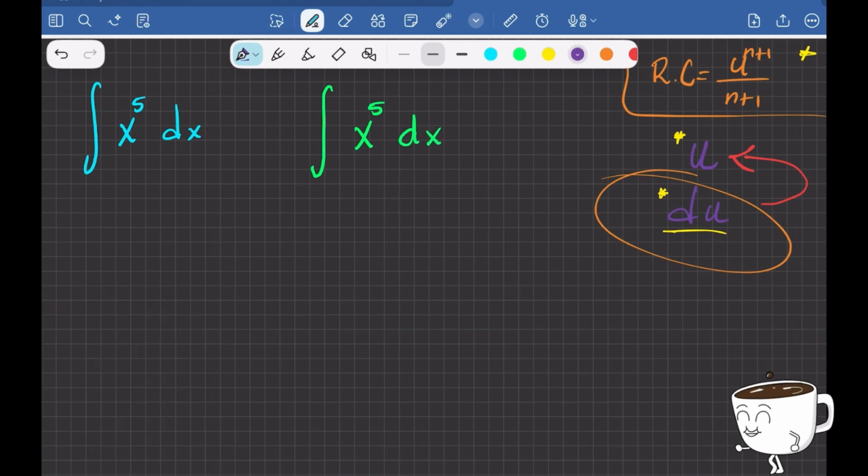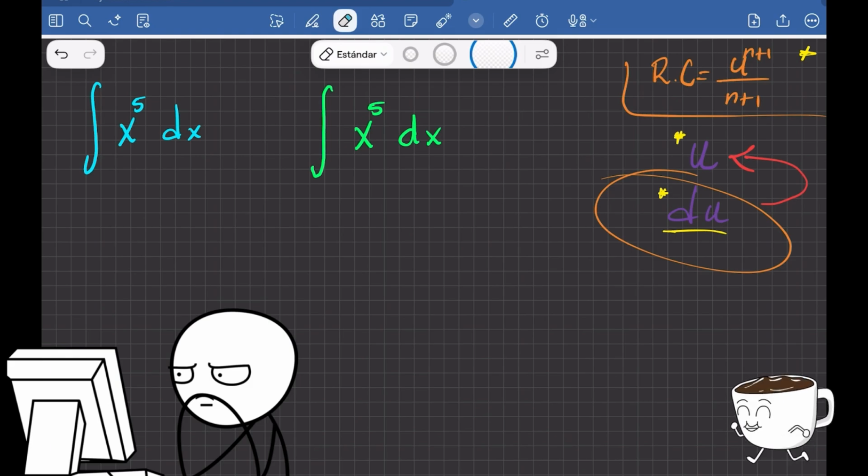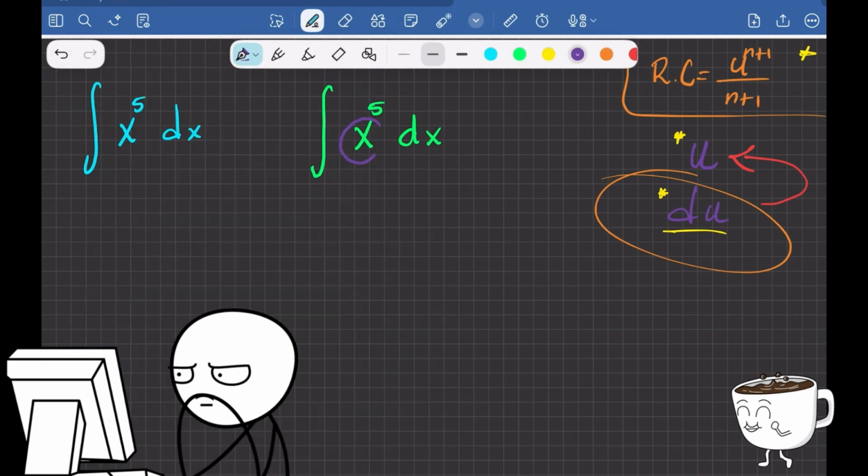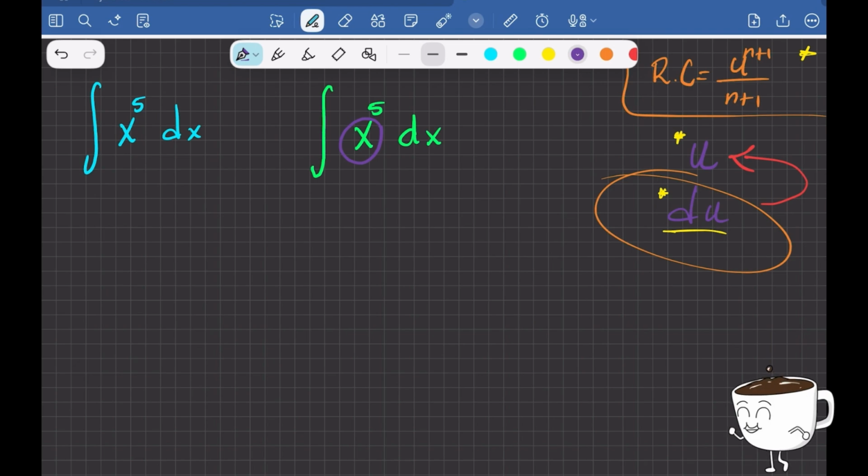We continue with the resolution of these exercises, and I'm going to use a different color again to make them easy. We have the integral of x to the 5th dx. We observe that we have x to the 5th and dx, and we can take the x as our u. Let's analyze whether we have our full du, which should be the only thing left over inside the integral, and in case we do not, let's see if we can complete it.